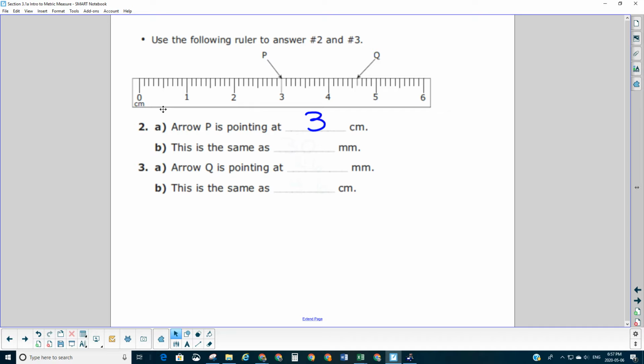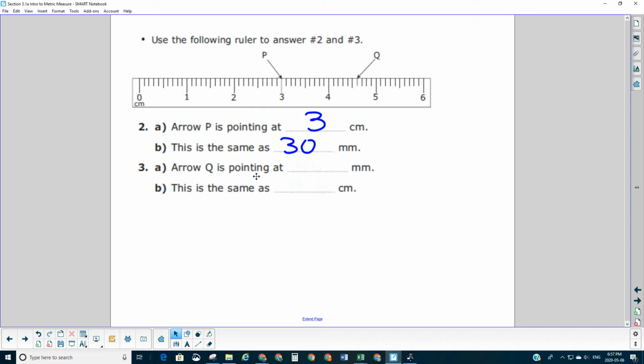Well, we could actually count them. We could go 1, 2, 3, 4, 5, 6, 7, 8, 9, 10, 11, 12, 13, 14, 15, 16, 17, 20, 30. Okay, but I think we know that if there's 10 millimeters in 1 centimeter, then that's 10, 20, 30. You multiply it by 3, and we're going to get 30 millimeters.